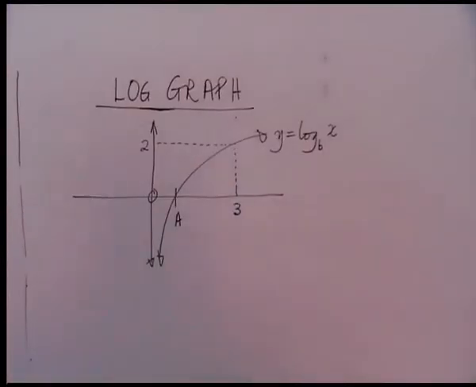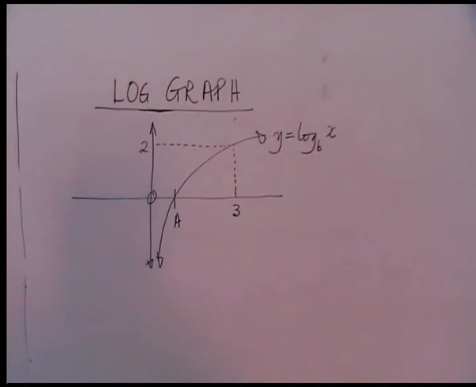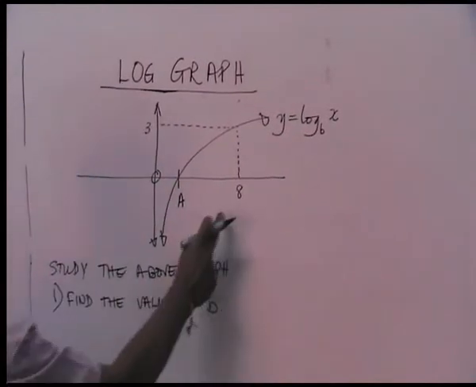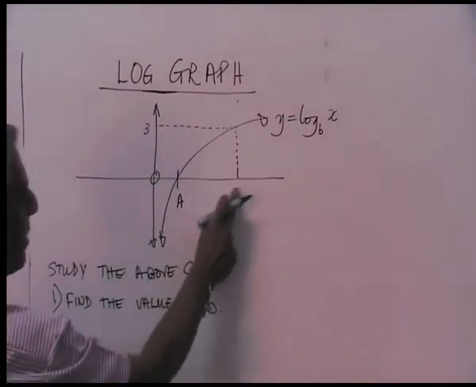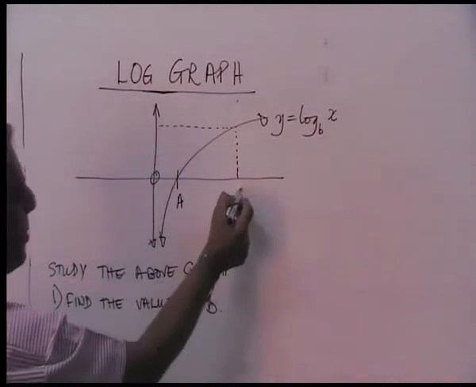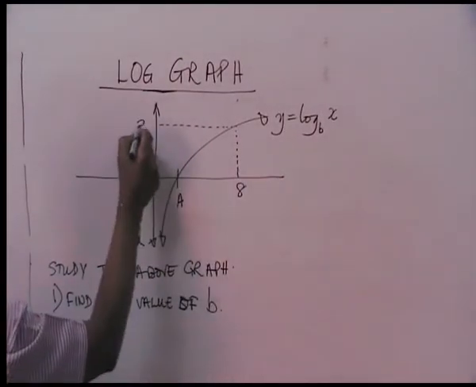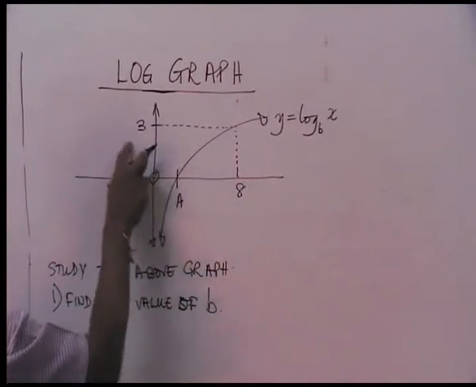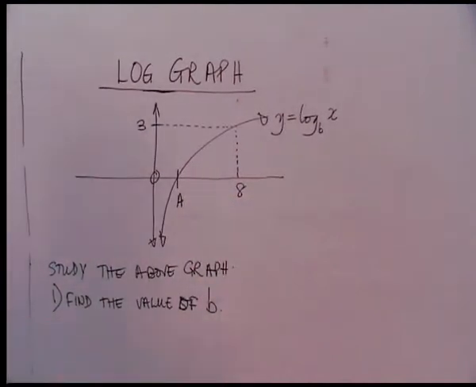Alright, so that was a little bit of interpretation of log graphs. Let's have a look at another graph question and do another interpretation. Now here's a graph supplied to you, alright? So we'll say, now just get back to this graph and make sure that you write 8 here and that you write 3 here. Make sure that it's 8 and 3.